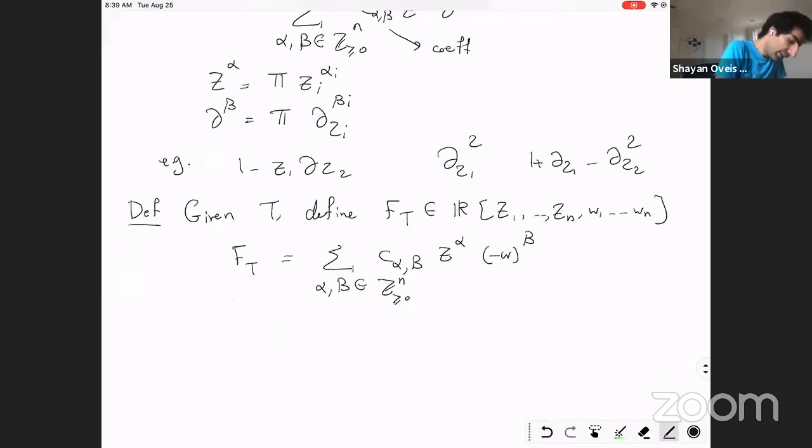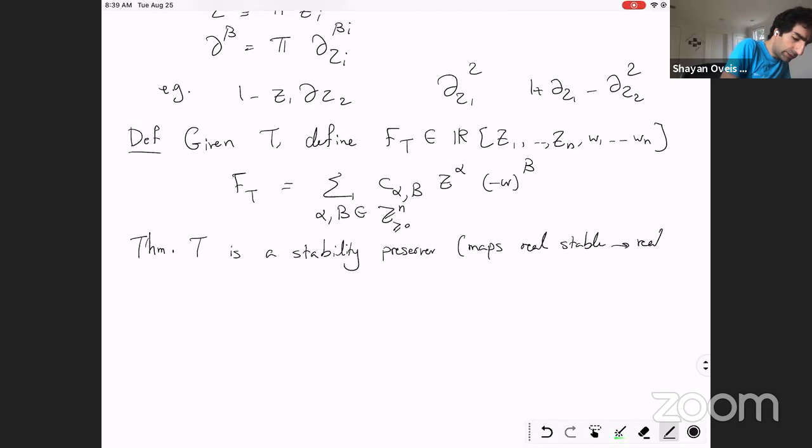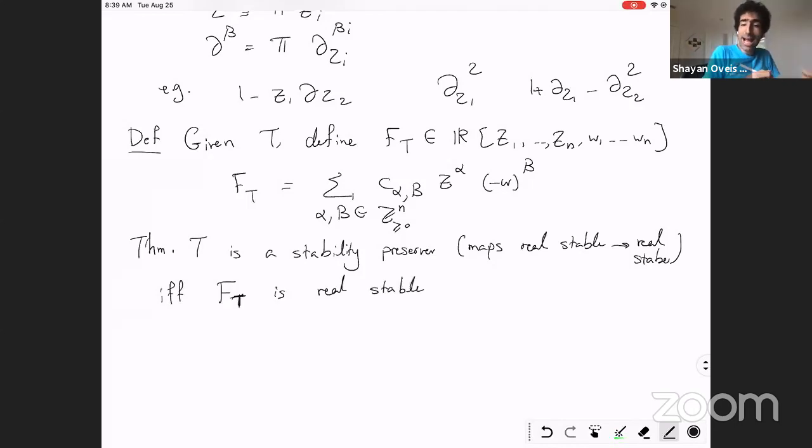Now here is the main theorem of Borcea and Brändén. T is a stability preserver operator, meaning that it maps real stable polynomials to real stable polynomials, if and only if f of T is real stable. Remember, real stable as a polynomial on 2n variables.